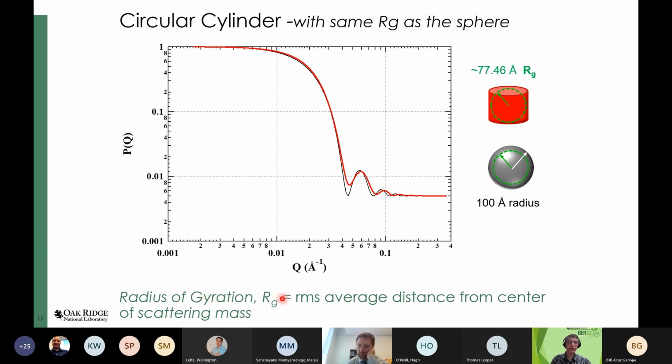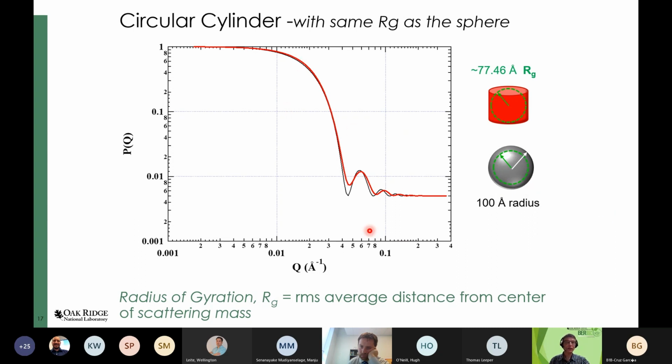So the RG is called radius of gyration. It's the root mean square average distance from the center of the scattering mass. So if you look at each volume element within the sphere and calculate its distance from the center, you get an average distance, and that's one of the parameters that you can measure with the highest precision in small angle scattering. It's kind of the first parameter you get out for everything, if you have form factor scattering, that is.